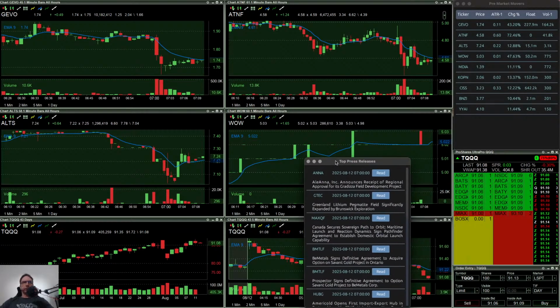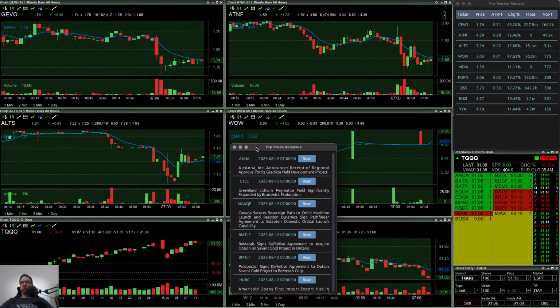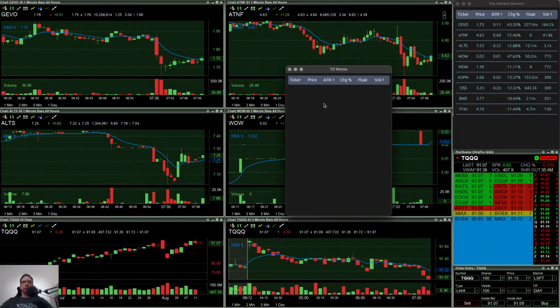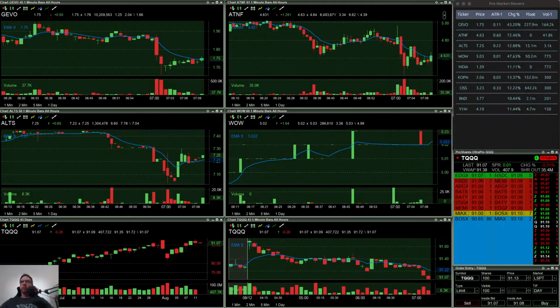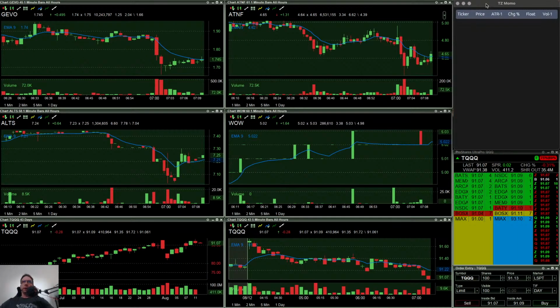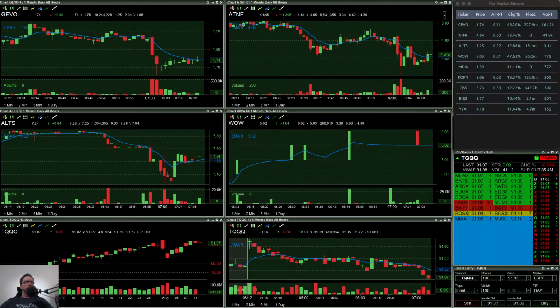And I have other stuff like the press release stuff over to the side. If you need the top press releases, just go ahead and download it. The scanner, you can go ahead and put up the windows you want. And I have the Momo scanner right here. And when the market opens up, I'm going to take the Momo scanner and put it over here, so I can look at the Momo scanner and get the top 4.